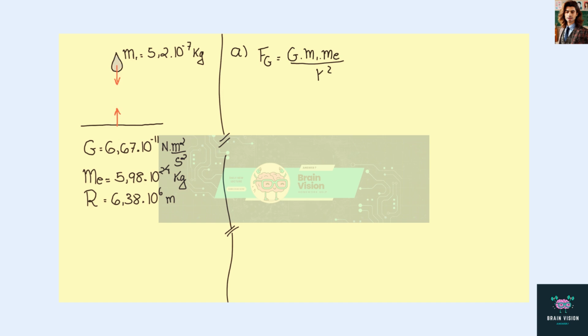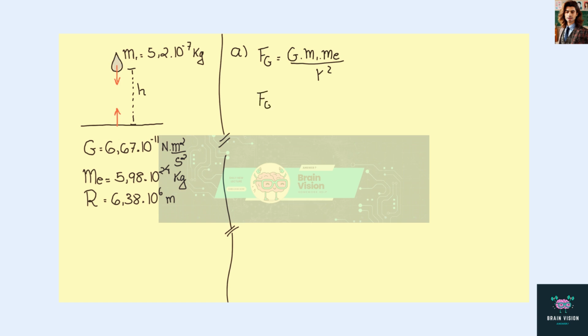Now note the following. The radius of the Earth is way bigger than the distance between the raindrop and the surface of the Earth. So we say that the distance between the raindrop and the surface of the Earth in this situation is negligible, so we do not need to include it. Then, by substituting the values given by the problem, we get the following.